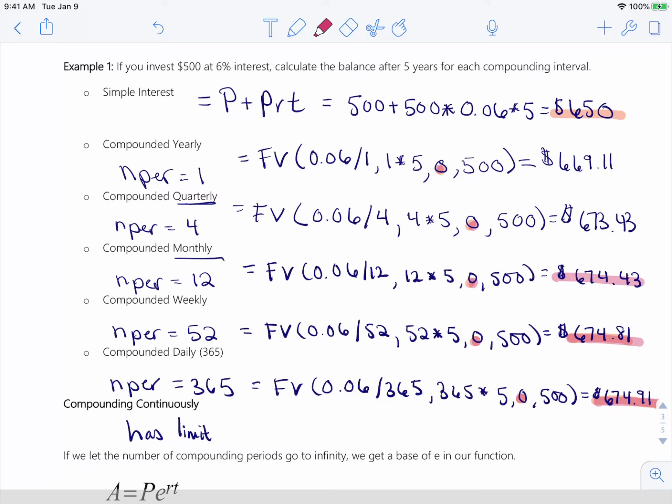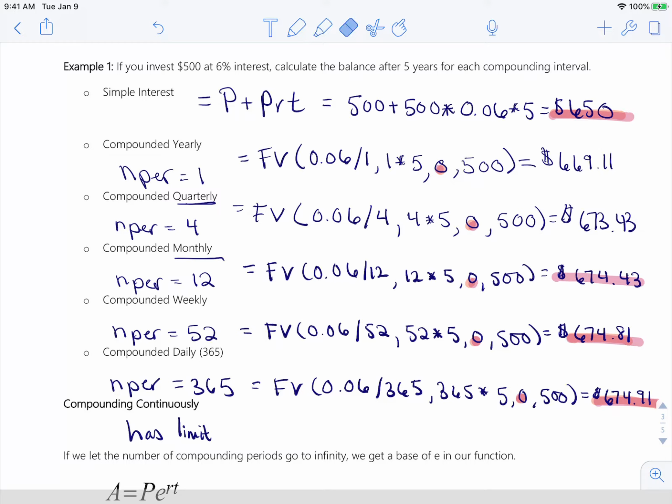Remember that zero means you do not make monthly payments; you just invest 500 once and walk away. Looking at this, we started with simple interest and only earned $650, and then we really did keep growing, right? But by the time we got to daily, we only grew 10 cents compared to weekly. So you can see that this doesn't keep growing exponentially. It kind of softens out, all right?